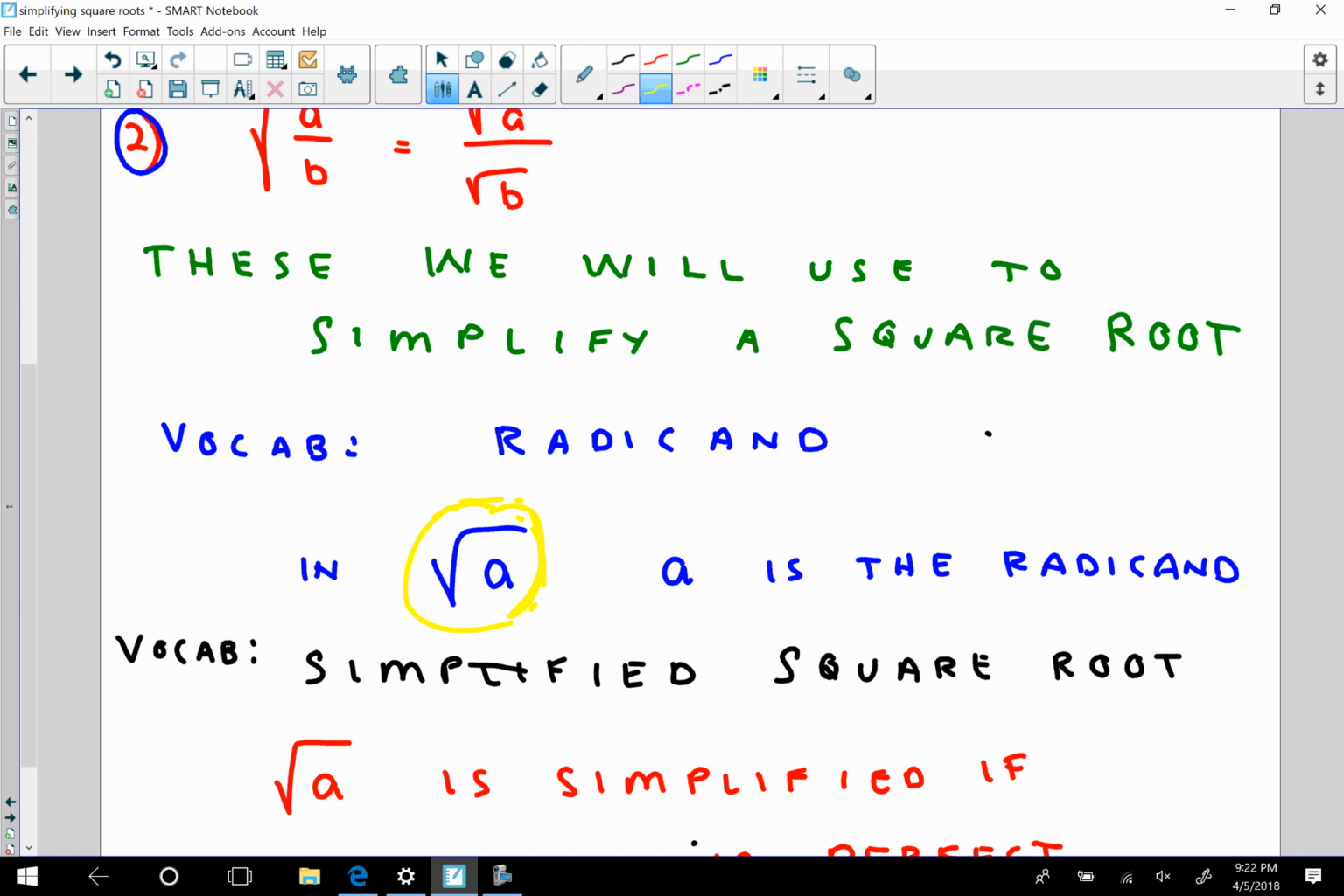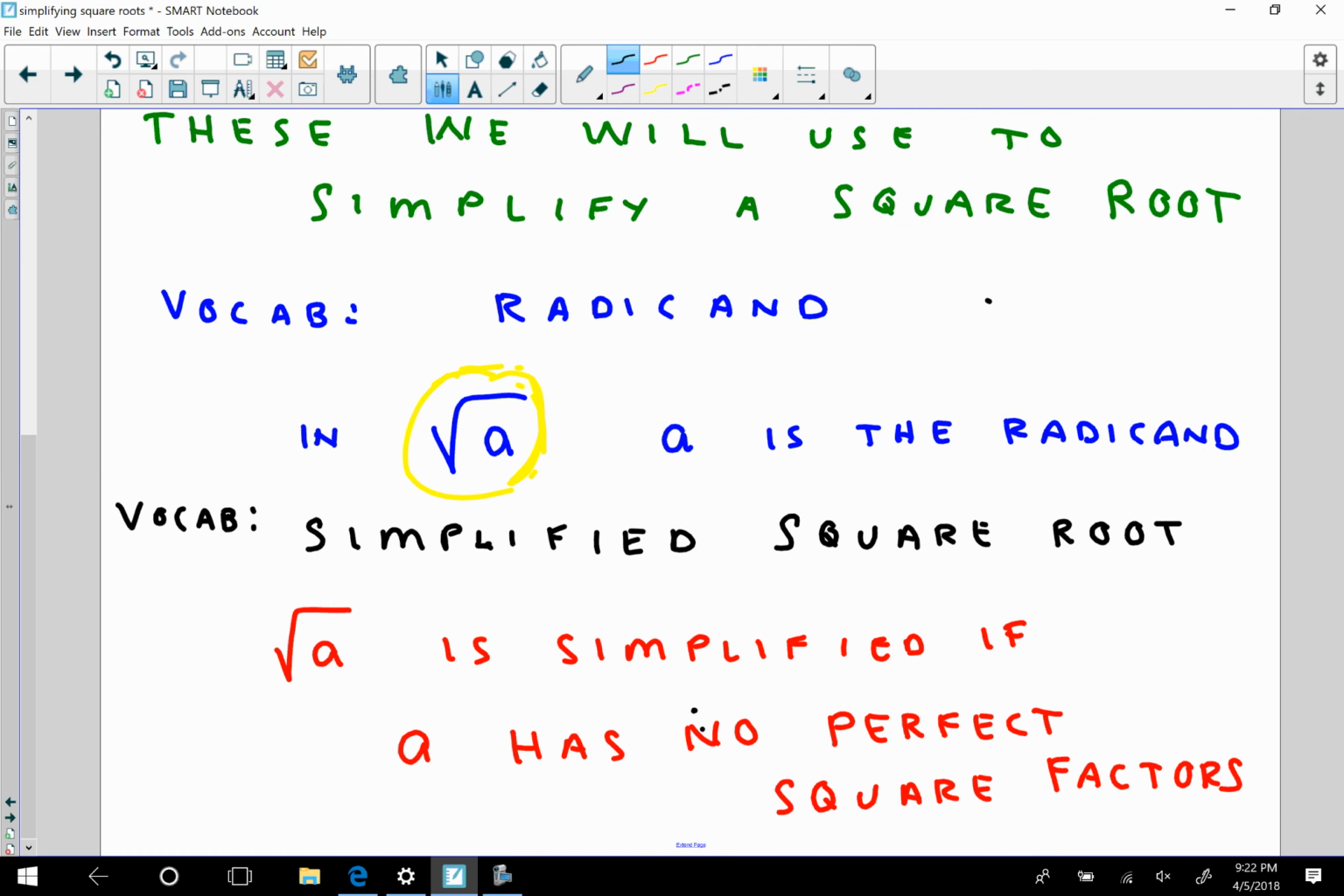Another vocabulary expression is a simplified square root. A simplified square root means that the radicand has no perfect square factors. So the square root of a is simplified if the radicand a has no perfect square factors. So let's look at this term here, perfect square.